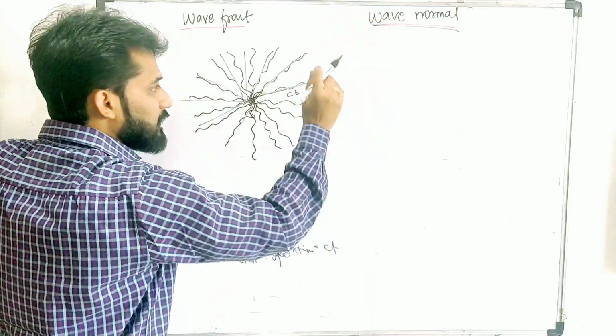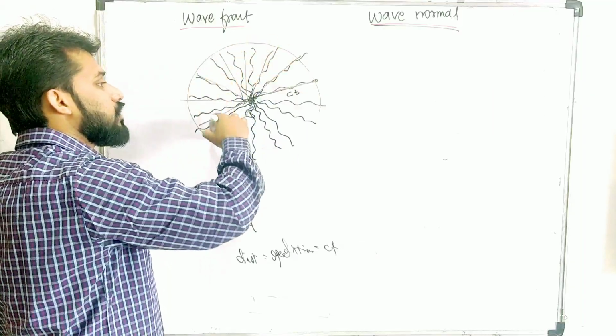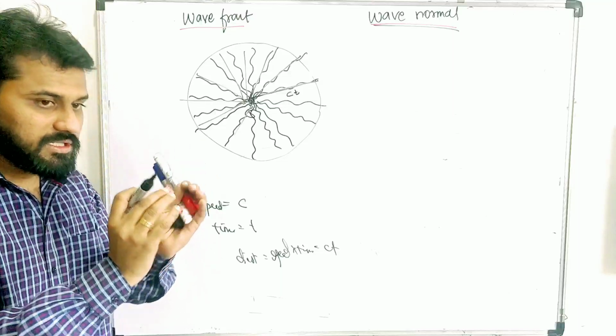At t equal to t, time t के बाद if you stop the time, what you will experience is you will get a sphere of that light. एक light का sphere बनेगा. उसके नीचे दूसरा sphere is coming. उसके नीचे third sphere is coming.